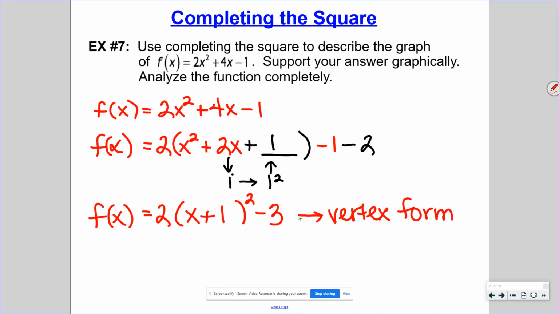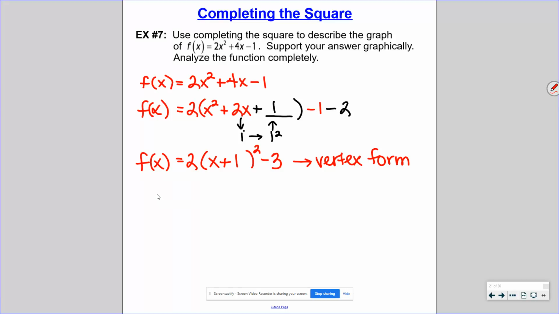So that means that you can use that to describe the graph. You could say that the vertex is located at (-1, -3). That's what these values here represent. You could also say that this was a parabola shifted left 1, down 3, and stretched vertically.